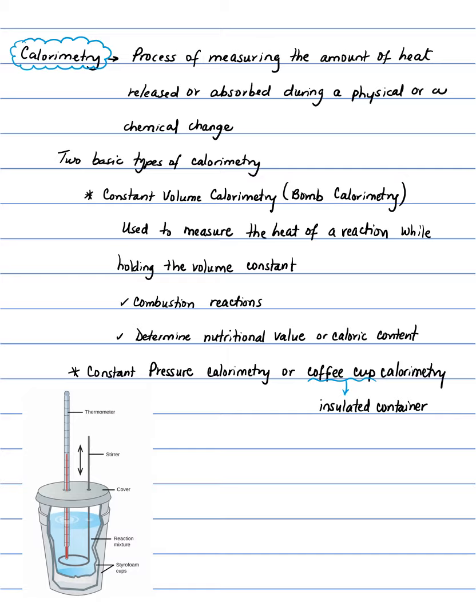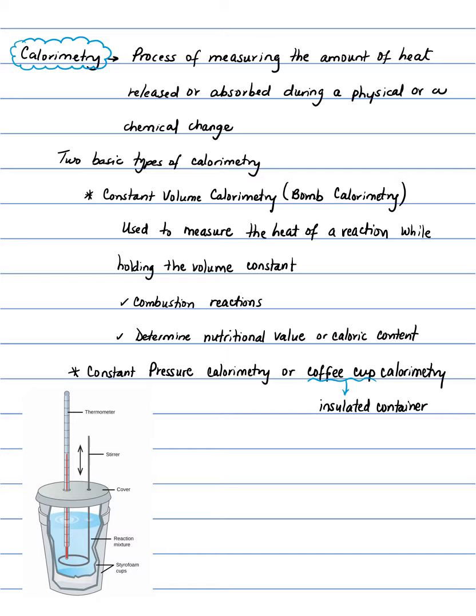Now the second type of calorimetry is constant pressure calorimetry. This is the one that, if you're taking a lab for this class, you are going to be doing an experiment using a constant pressure calorimeter. Constant pressure calorimetry is also known as coffee cup calorimetry because we can actually use a coffee cup as the calorimeter, the instrument that we use to determine the amount of heat being transferred.